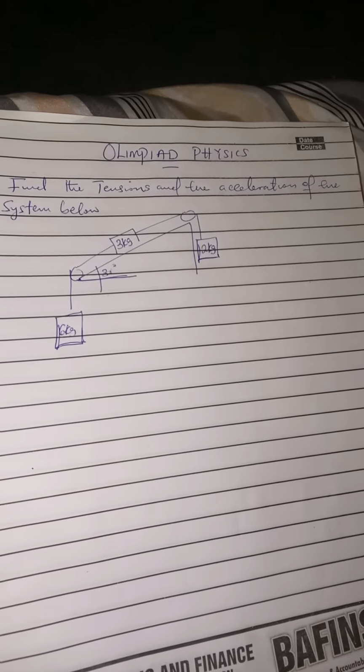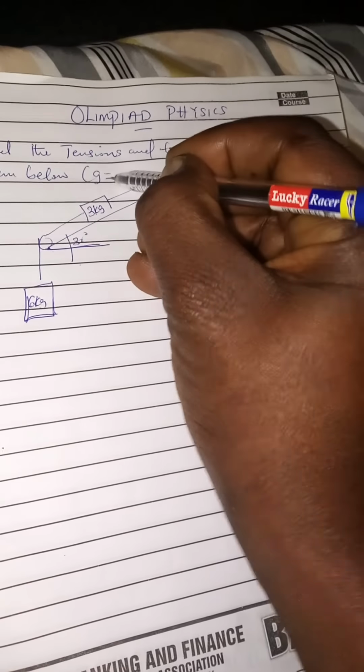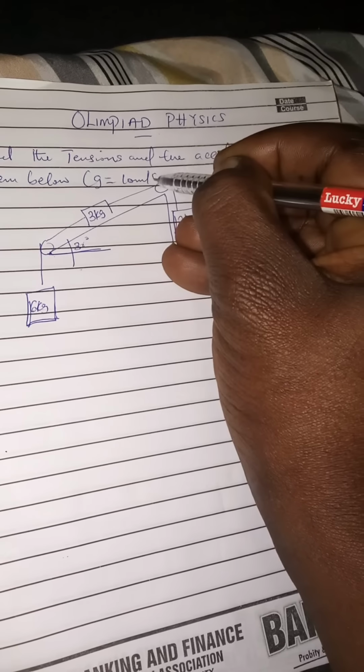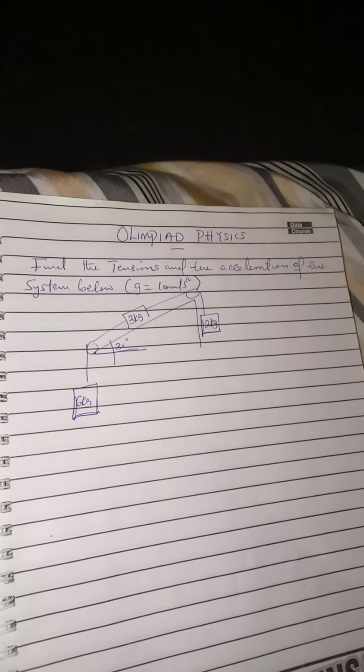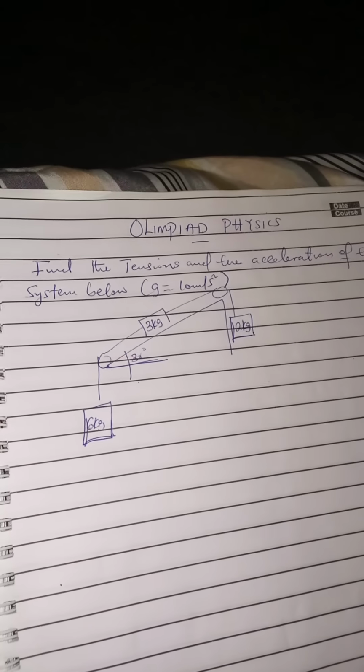Now, the question probably was asking us to find the tension and the acceleration of the system below. And of course, we are taking g as 10 meters per second squared, that is acceleration due to gravity. If it's not stated in the question, you can use 9.8 meters per second squared. Now, looking at the question, how are we going to solve it?